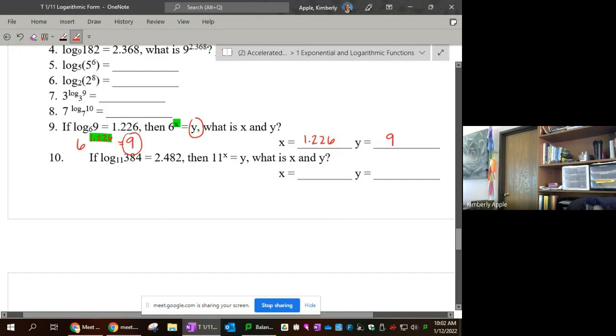Is that better? Does that help kind of clear up any issues we might have had on the half sheets? Can you do number 10 too? Sure. Let's rewrite that as an exponential.